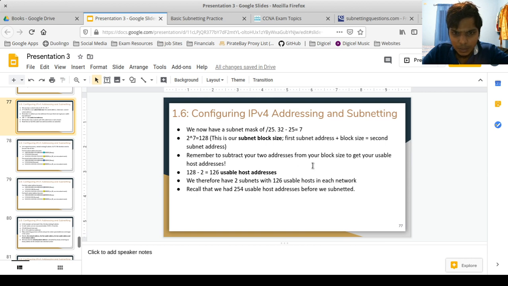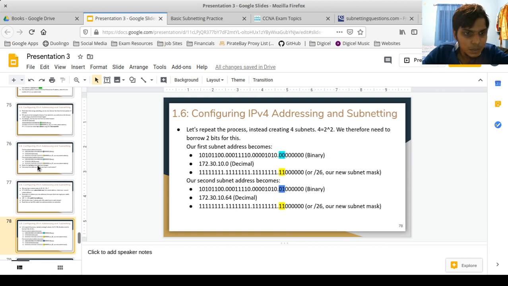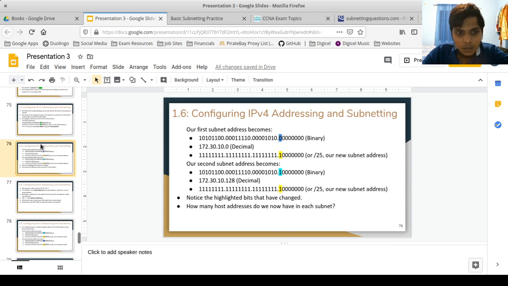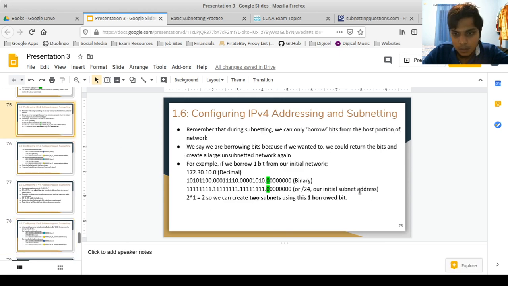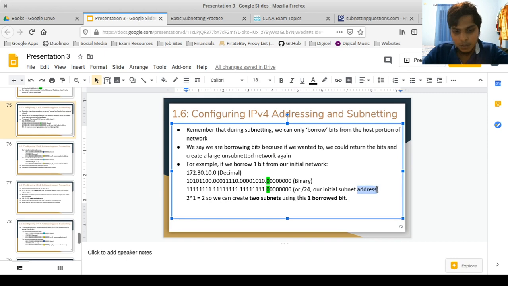Let me make sure I had it correct. Block size, subnet mask, right? Okay, so just in this example and the other examples, subnet mask.